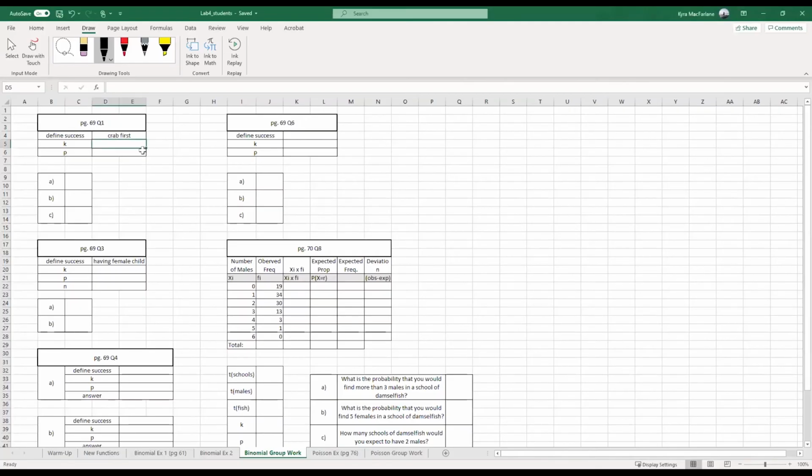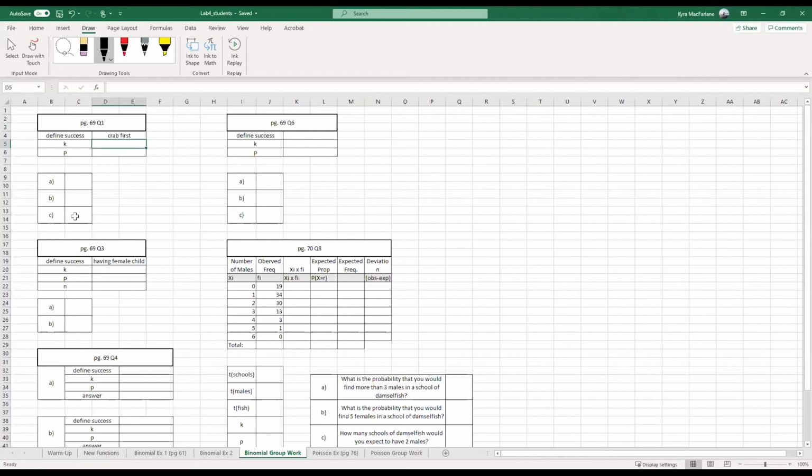So for question 1 on page 69, we're asked, when given a crab and a clam together, it has been observed that an octopus will eat the crab first with a probability of 0.8. If we run the experiment 4 times, what are some probabilities, right?